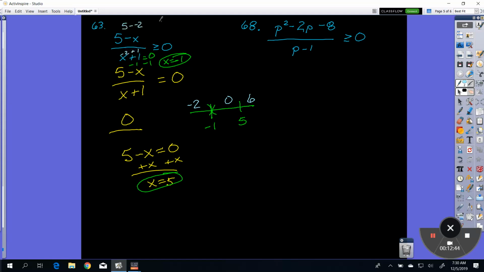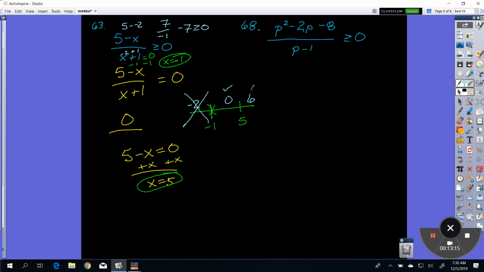So 5 minus a -2 makes 7. -2 plus 1 makes -1. So is -7 greater than 0? So that area is gone. I plug 0 in. 5 over 1. Is that greater than 0? So that's good. So when we have a fraction, it's more likely that you'll get 2 in a row that work versus when we had the other.